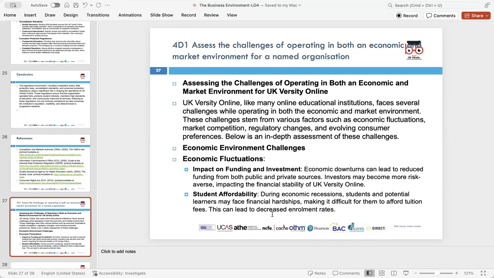So this financial strain can lead to decreased enrollment rates, as fewer students can afford to pursue higher education during tough economic times. Consequently, UK Varsity Online might experience a decline in student numbers, affecting revenue and growth prospects.